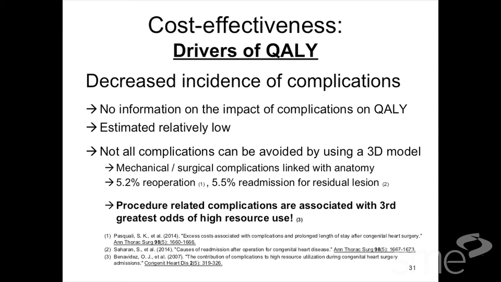We also have to note that not every complication could be reduced by using the model. Mechanical and surgical complications linked with anatomy could potentially be avoided. If we look at the percentages, we see that 5.2% of the reoperations and 5.5% of readmissions are due to residual lesions that might have been avoided with 3D printing. If we look at the literature, we find that procedure-related complications account for quite big resource use, so it is in our benefit to reduce them.